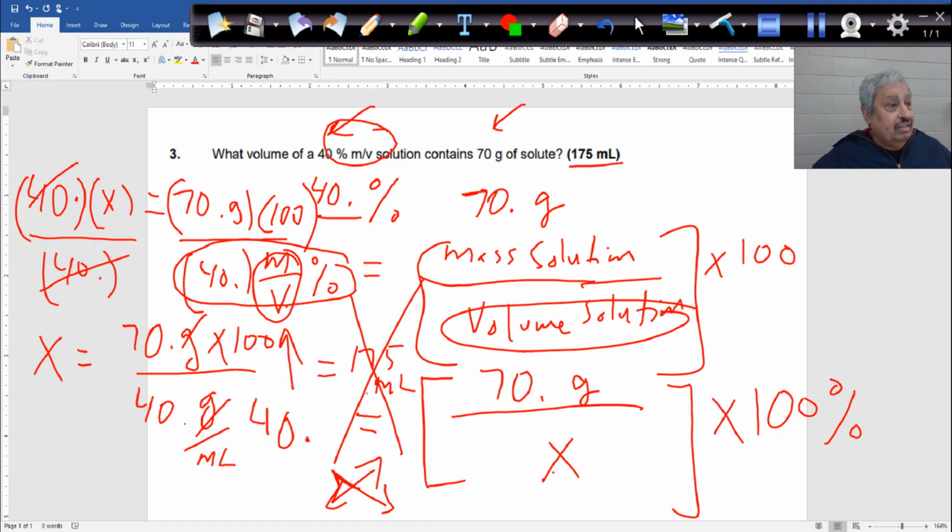It's not correct. How in the world do you get three sig figs when you have only two sig figs here and two here? How in the world do you get three sig figs out of two? The answer is not correct. So introduce scientific notation.